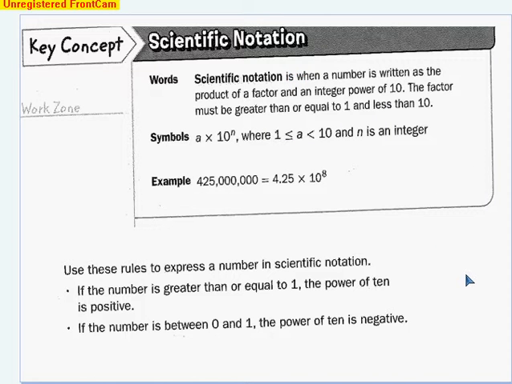Key concepts. Scientific notation is when a number is written as a product of a factor and an integer power of 10. The factor must be greater than or equal to 1 and less than 10. They have examples of symbols and real-world examples. Use these rules to express a number in scientific notation. If a number is greater than or equal to 1, the power of 10 is positive. If the number is between 0 and 1, the power of 10 is negative.